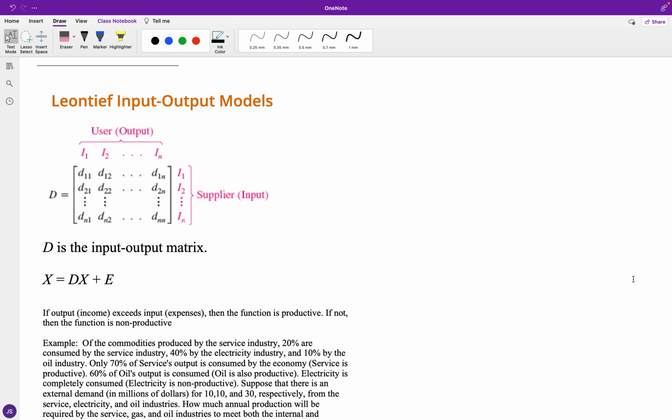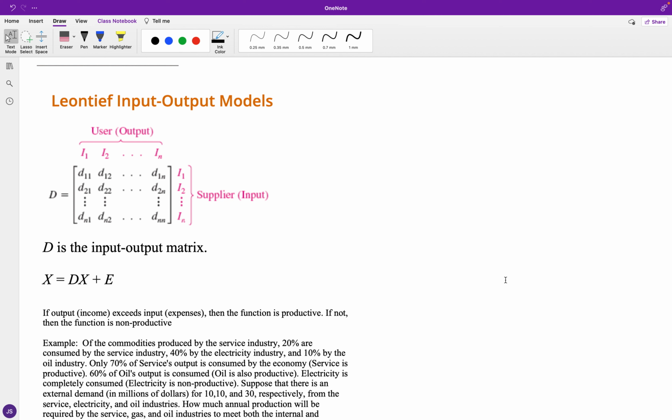And with the Leontief model, we have the designated matrix equation where X, which is the output matrix, is equal to D, again the input-output matrix, times X, again the output matrix, plus E. Now, E is referred to as the external demand matrix.